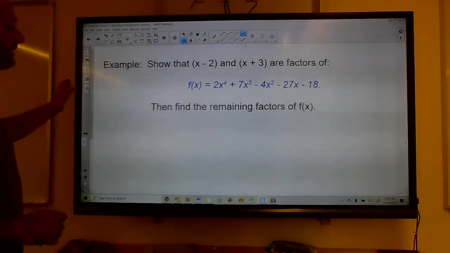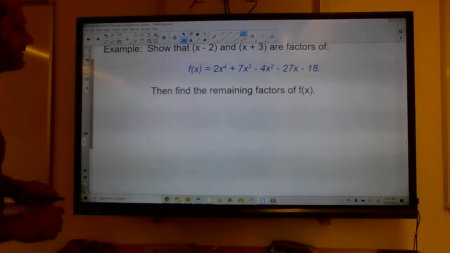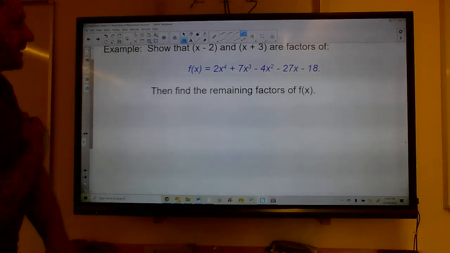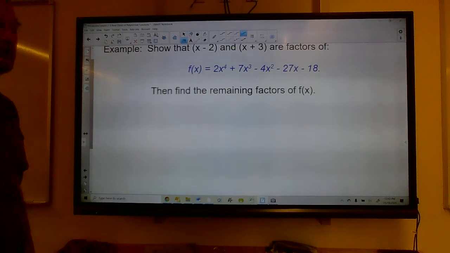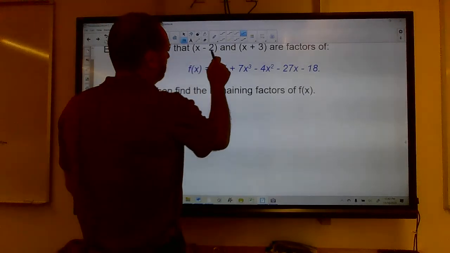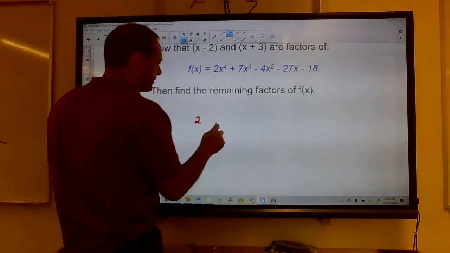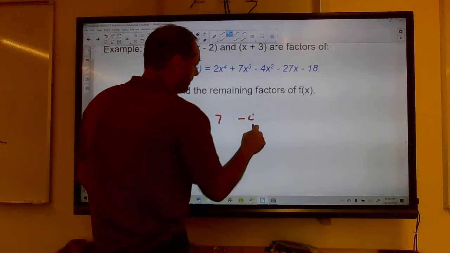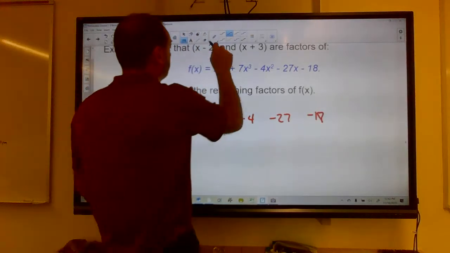Now, show that x minus 2 and x plus 3 are factors of this, then find the remaining factors of f of x. There are a couple of ways you could do this. Since you have to find the remaining factors, which is what you're going to have to do most of the time anyway, or find the zeros, I would just divide those in. Since these are x minus k situations, I would do this with synthetic division. So it'd be 2, 7, negative 4, negative 27, negative 18.